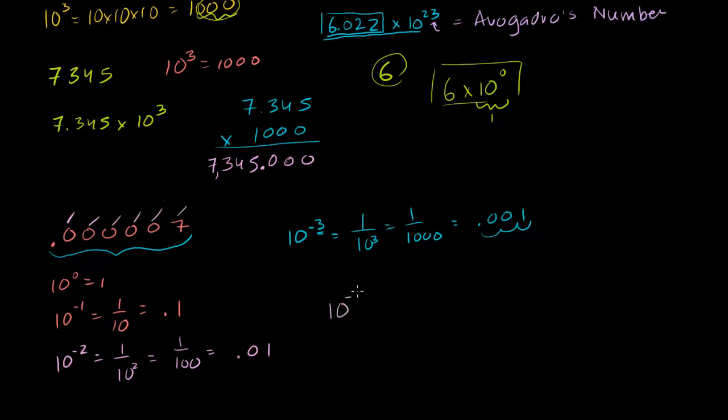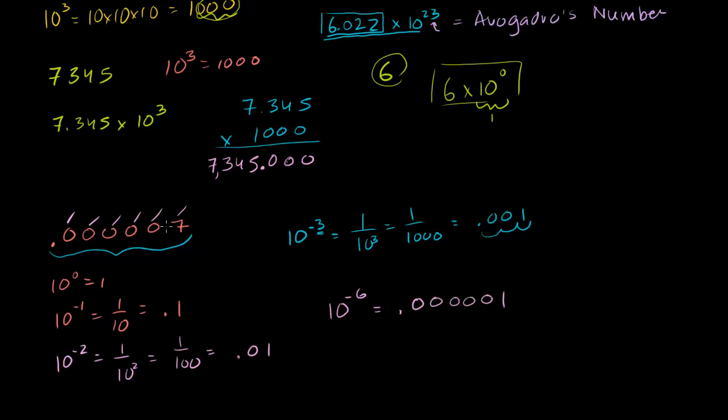So 10 to the minus 6 is going to be equal to point, and we're going to have 6 places behind the decimal point, and the last place is going to be a 1. So you're going to have 5 zeros and a 1. That's 10 to the minus 6.